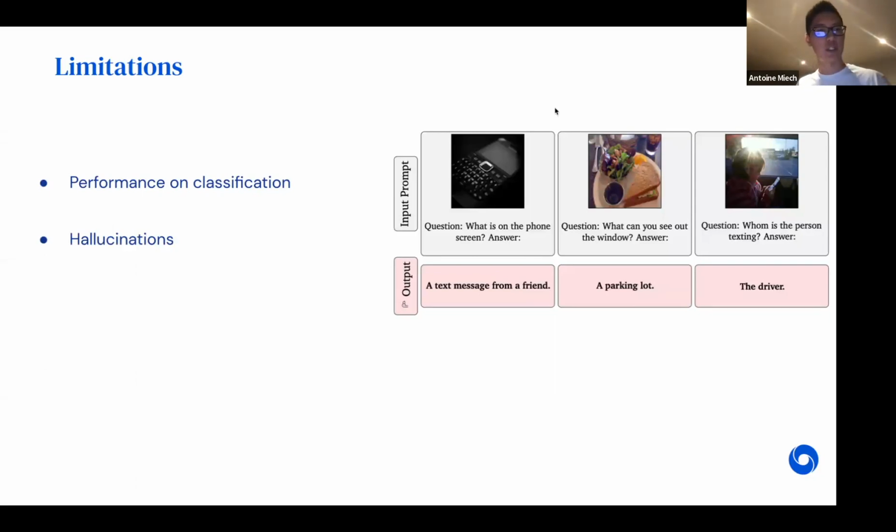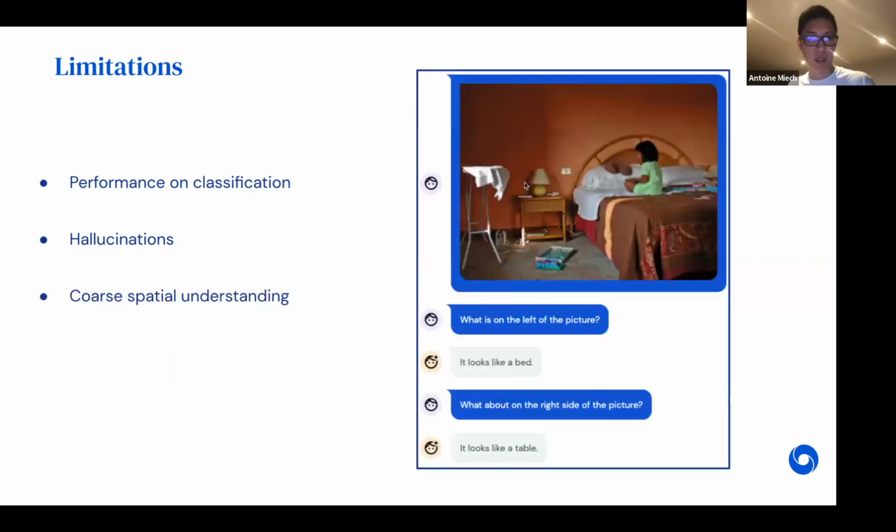Second limitation is hallucination, and that's mainly because we are relying on these large language models. So here I'm just showing an example where the answer is not really grounded in the image. For instance, if you have this picture of a phone and there is nothing on the screen, and you ask what is on the phone screen, the model is saying a text message from a friend. That might be due to the language model bias, since it's very likely that if you look at a phone screen, you might have a text message from a friend.